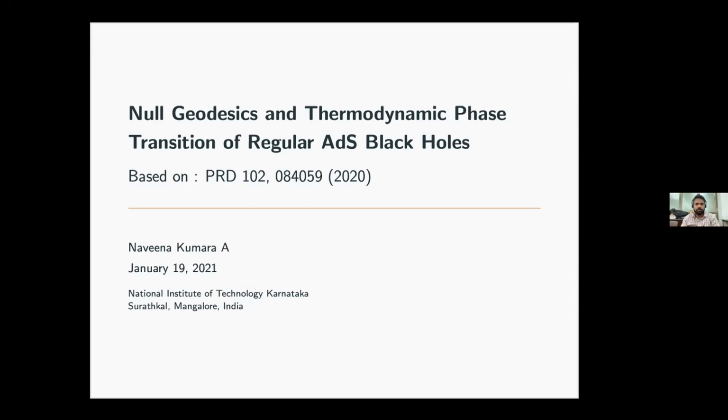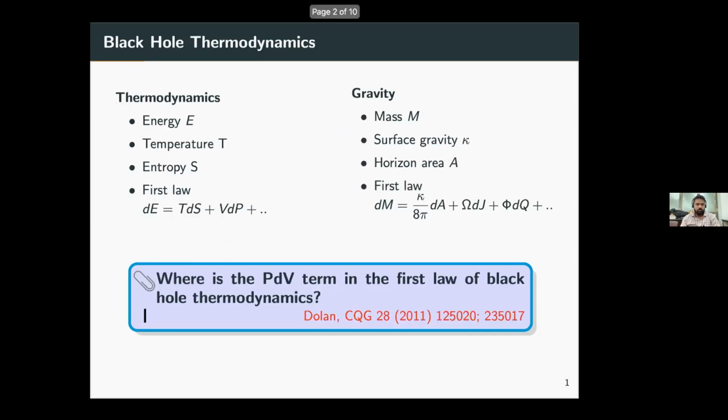So I'll be talking about the null geodesics and thermodynamic phase transition of regular AdS black holes, based on the work which is cited here. All of us know that in black hole thermodynamics, we can map the mass, surface gravity and horizon area of the black hole to the energy, temperature and entropy. Using that, we can write the first law of thermodynamics, which looks exactly like the first law in the conventional approach. But there is a difference here because the pressure and volume term is missing. So where is the PdV term in the first law of black hole thermodynamics?